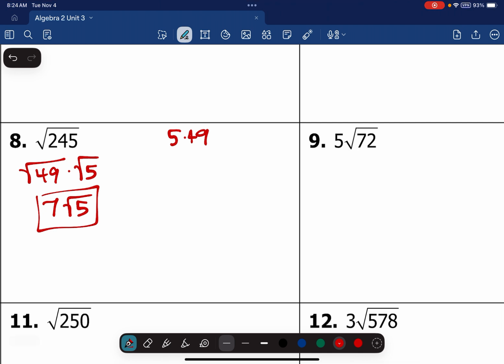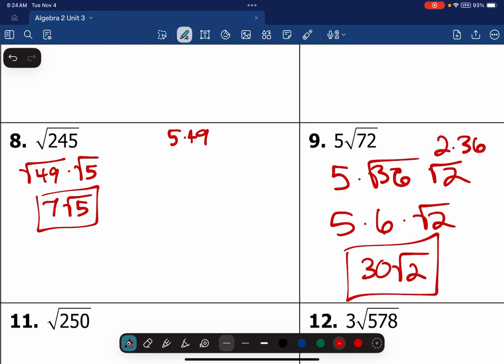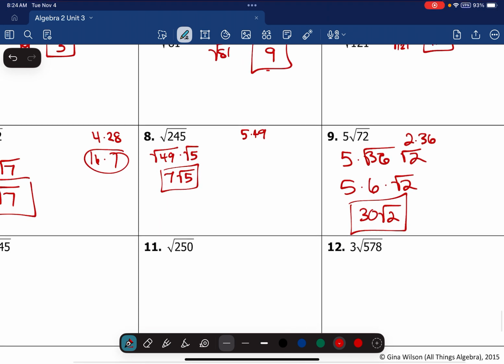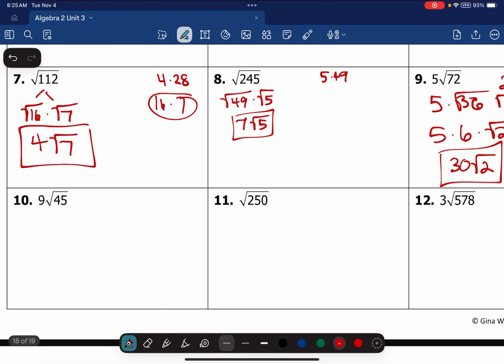Our next one, 5 times radical 72. If I divide it by 2, that's 2 and 36. 36 is quite a big perfect square. 2 doesn't have any other factors. 5 times 6 times radical 2, so this would be 30 radical 2. In the end, we won't write the multiplication dots, but it's okay to put them in the middle so you remember that you're multiplying.